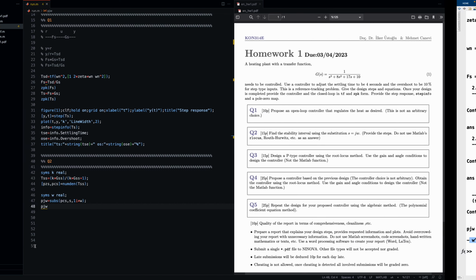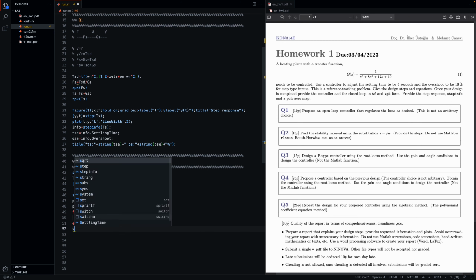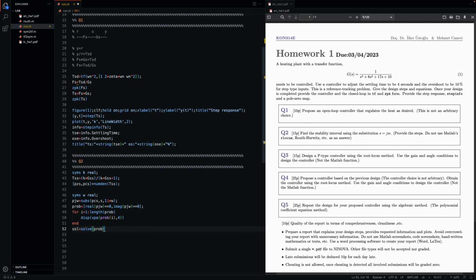So all that I'm going to do is take the real part of P_j omega equals 0, and the imaginary part of P_j omega should be equal to 0 too. Now you could just create something like this in order to help yourself out for the report, and let's solve the problem here.